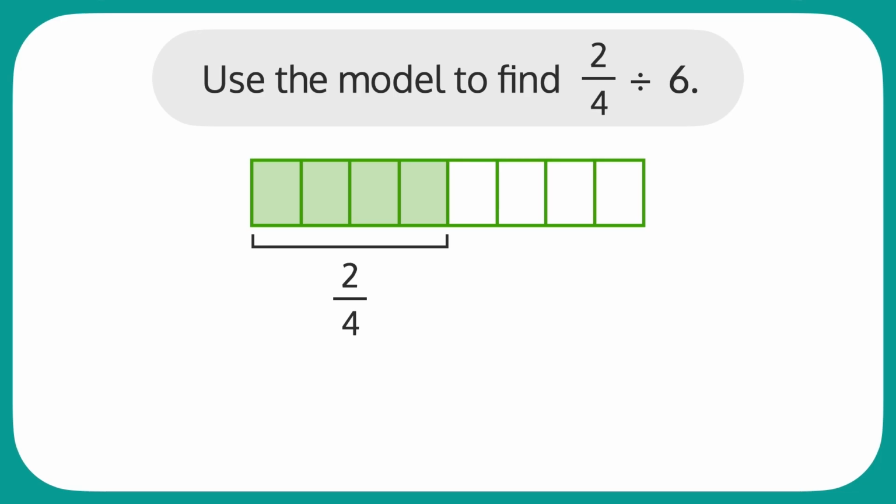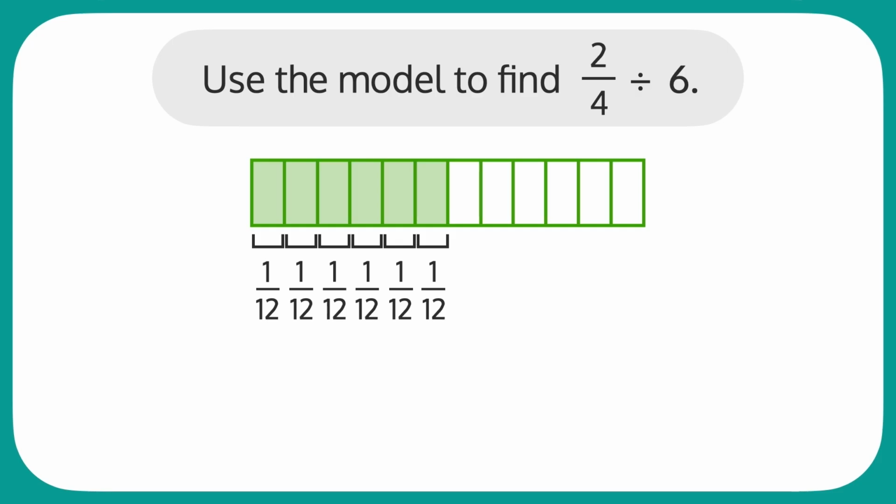So let's split each fourth into 3 parts instead, giving us 6 shaded parts, and 12 parts in all. Now we can split these parts into 6 equal groups. Our model shows that 2/4 is equivalent to 6/12, and we can divide 6/12 into 6 equal groups of size 1/12. So 2/4 divided by 6 equals 1/12. Nice! Let's look at another one.